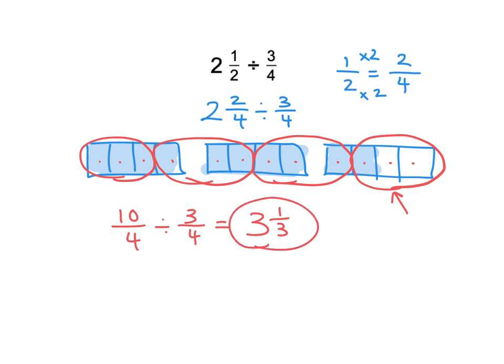Essentially what we're doing is we're looking at our numerators and saying if I have 10 of something and I'm trying to break it into groups of 3, we're just doing 10 divided by 3, which is the same as 10 divided by 3 like this. And we should know that changing this improper fraction into a mixed number looks like this.